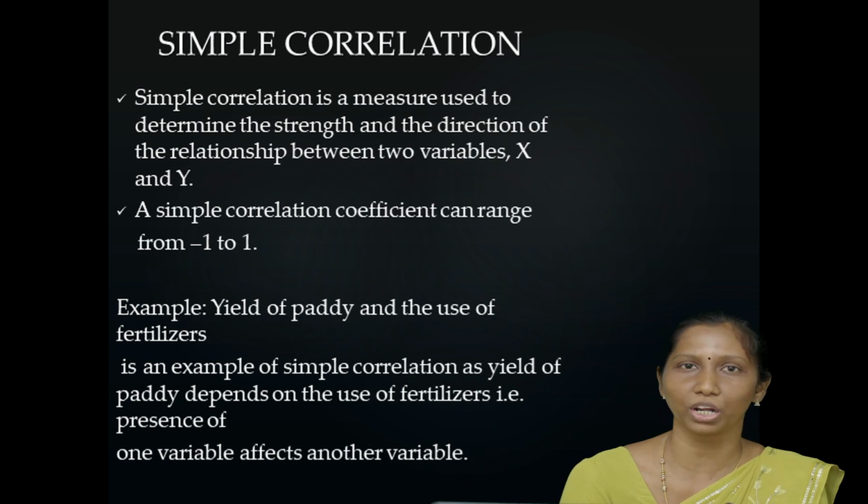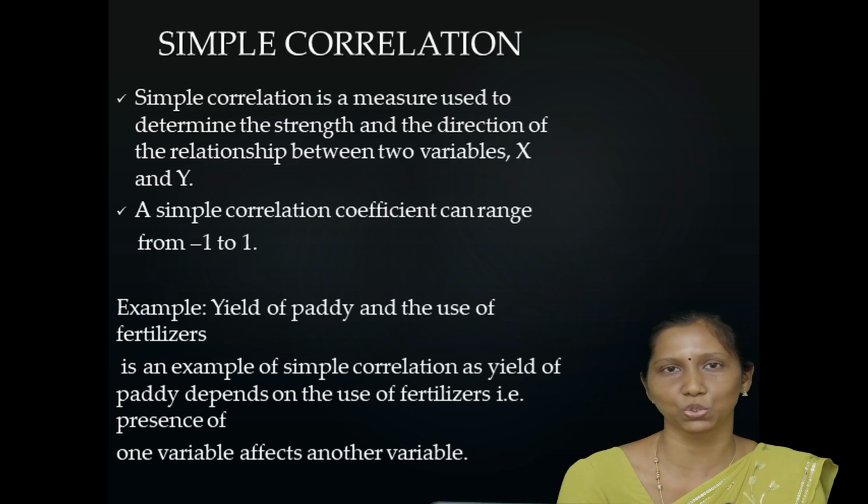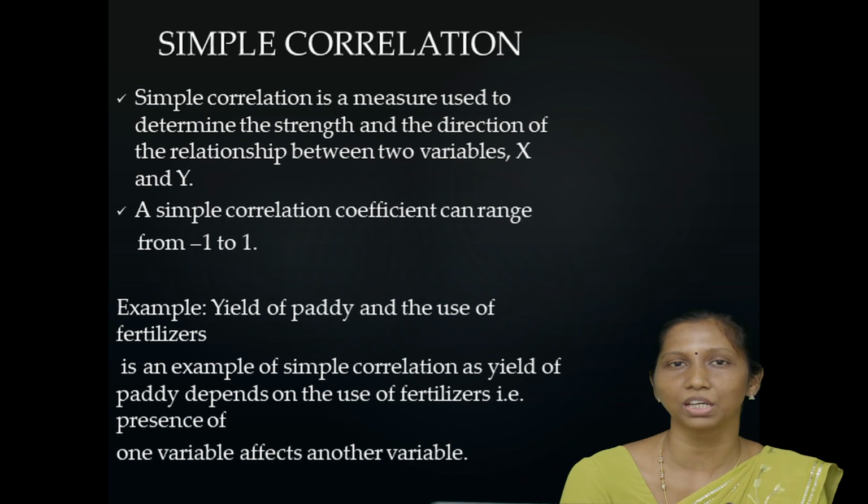For positive correlation, R equals +1. The value should be within +1. Then in the negative correlation, R should be -1. What is simple correlation? The value should be in between +1 and -1. So simple correlation can range from -1 to +1. If the value comes in between these two, we can say it is a simple correlation.